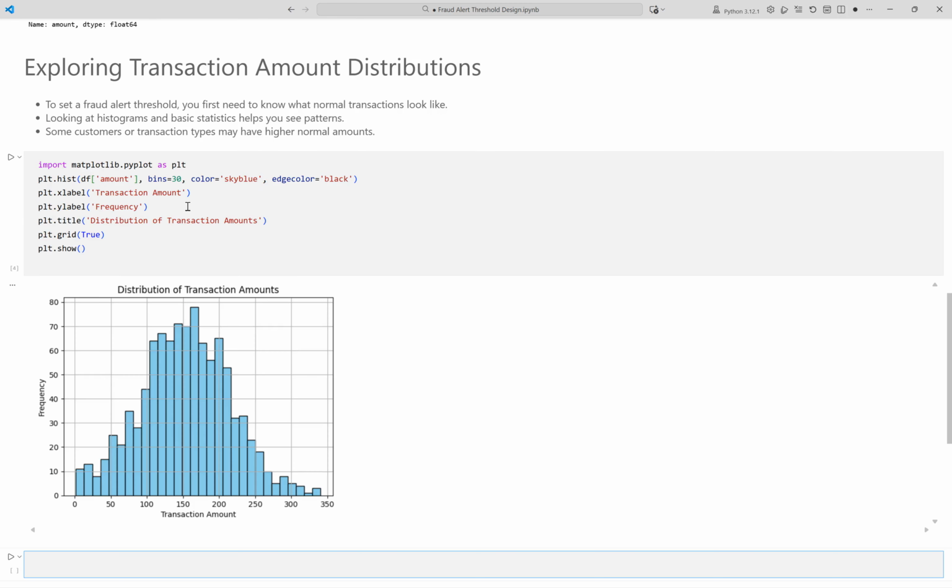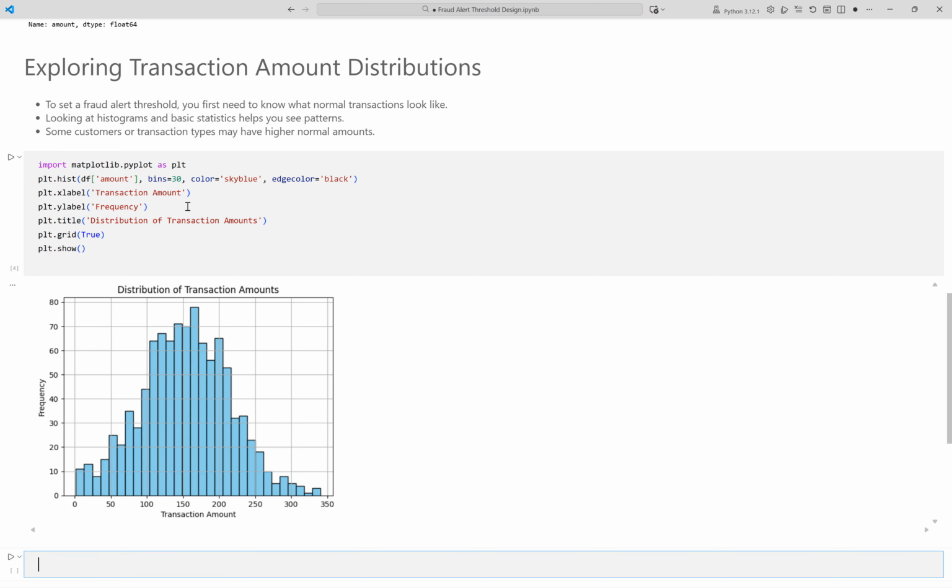This histogram shows the distribution of transaction amounts, with most transactions clustered at lower values and a long tail extending to higher amounts. Notice how the frequency bars reveal common transaction sizes, helping us identify what typical behavior looks like before setting fraud thresholds. This visual check is key to distinguishing normal from potentially suspicious transactions. Can you spot any outliers or strange spikes in the transaction amounts?